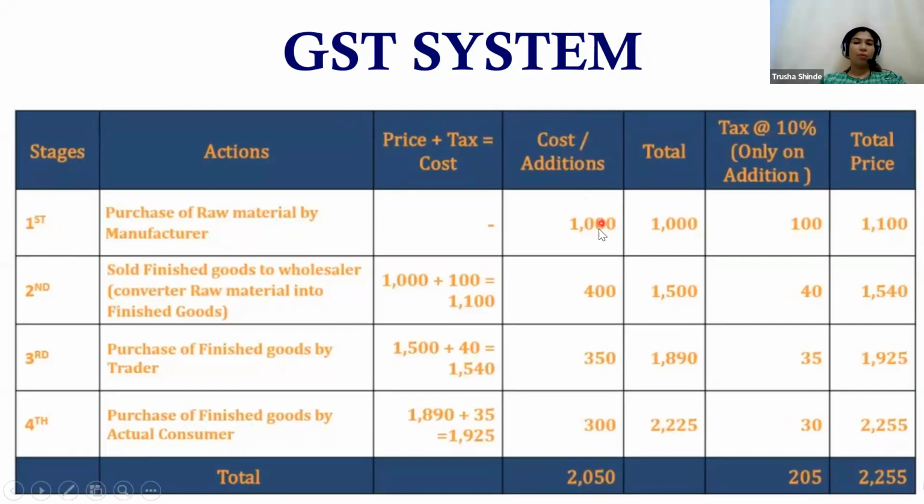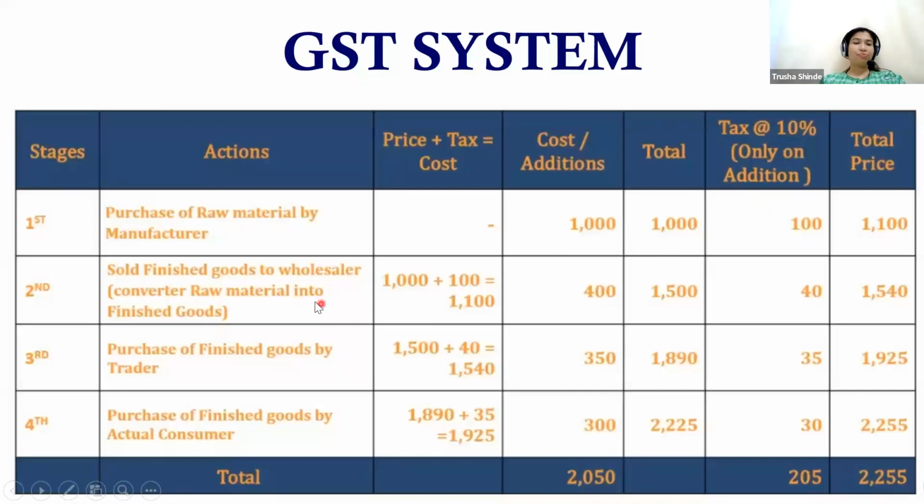His cost is 1,000. There is no price plus cost because he has taken it fresh, he's taking the raw materials only. So his cost was 1,000. The tax, let's say for example, is 10%. This is just an example to understand the concept. 1,000 into 10% is how much? It's 100. So if you sum up, what is the total price? 1,000 plus 100, that means 1,100.